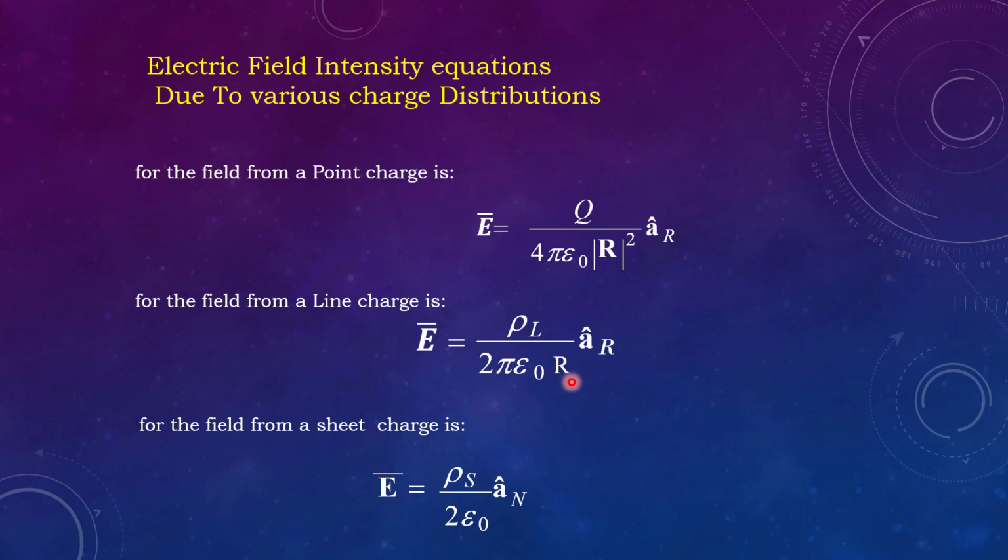And the third equation we have seen is for surface charge, and that is given by E bar is equal to rho S divided by 2 epsilon naught into AN cap, where rho S is surface charge density and AN cap is the unit vector perpendicular to this surface charge, pointing towards the point where we want to find the intensity.